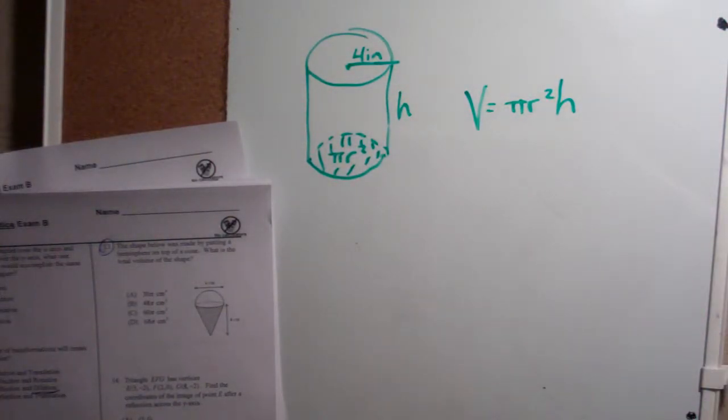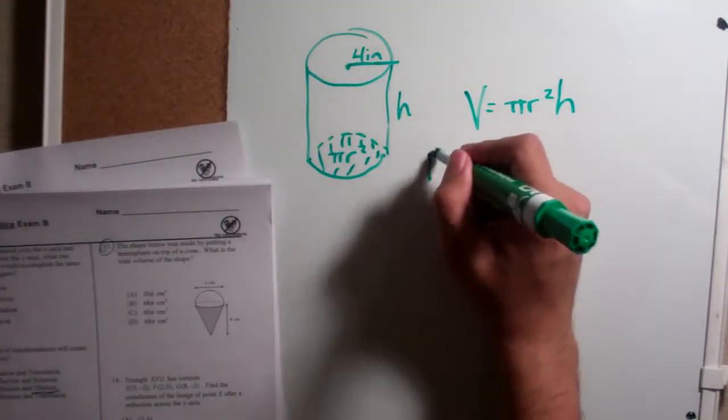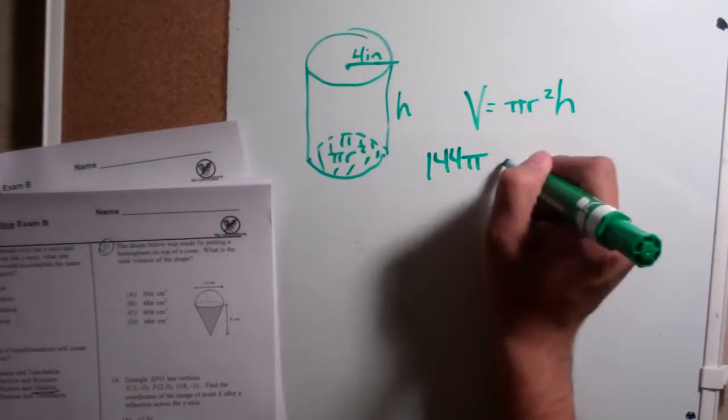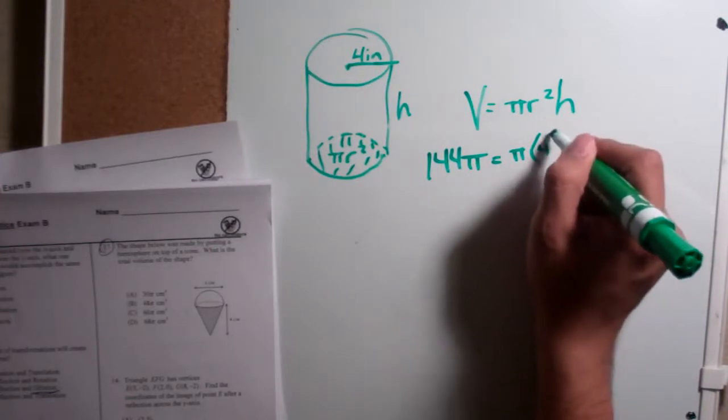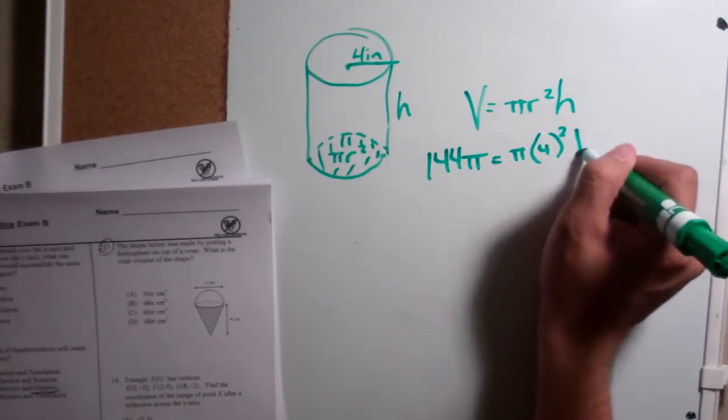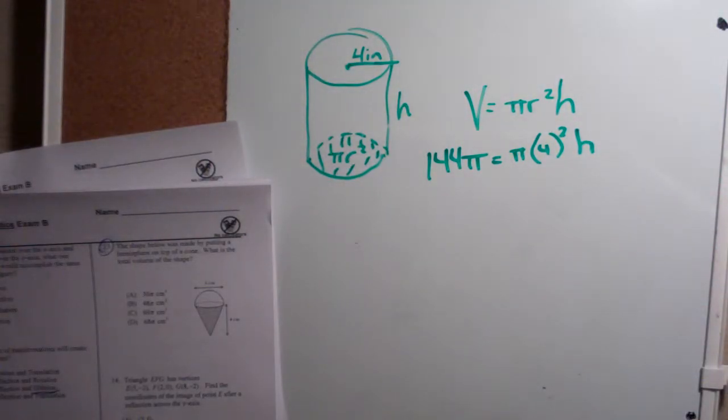All right, so let's go ahead and input what we know. We know the volume. The volume is given to us that it's 144 pi. Okay, I'm going to write pi. We're given the radius, which is 4 inches, squared. And we don't know what our height is, so let's go ahead and just write h for that.